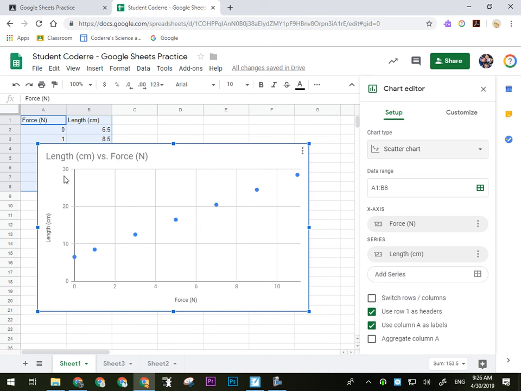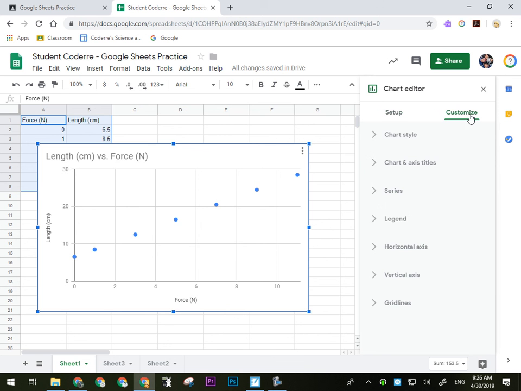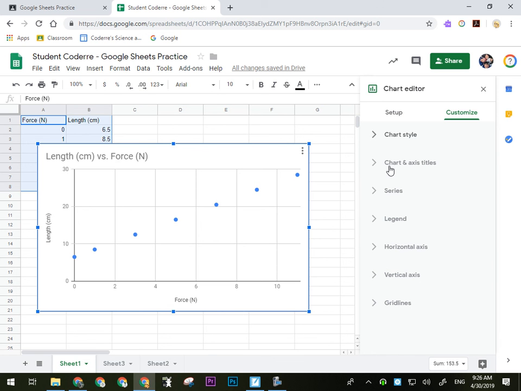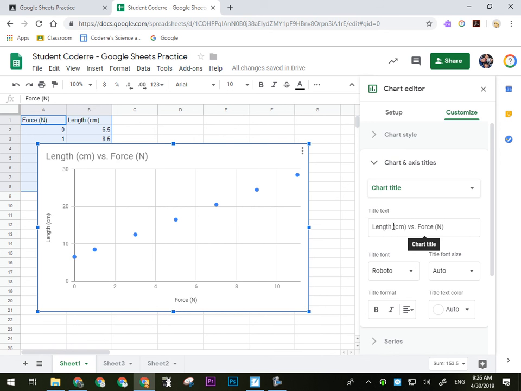Everyone's good there? Okay, so now what I want to do is customize this chart because there's still a couple of things I need to put on there. Right now, this title here isn't great. It says length versus force, but it's not really a description of what my experiment was. So I'm going to go over to customize and click on that. Chart style, we've already kind of done that, so we don't need to worry about that. Axis and titles. We're going to click on that, and it says here chart title, and there's what it wrote in for the title. Title text. I'm going to change that, and I'm going to call it rubber band experiment.